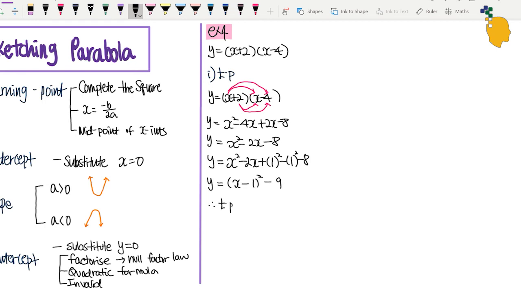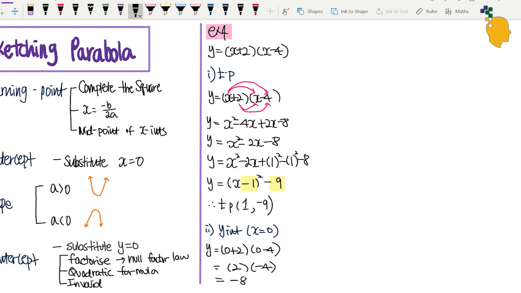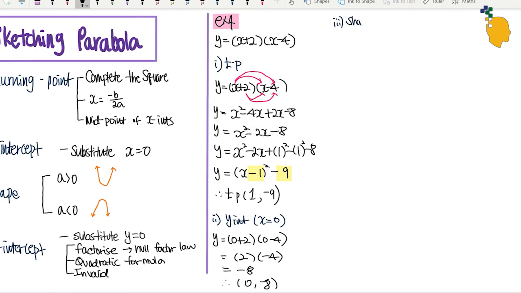Again, x you switch, y you follow. The turning point will be positive 1, negative 9. Let's find the y-intercept. Substitute x is 0, you'll get y equals 0 plus 2, 0 minus 4, which is 2 times negative 4, which is negative 8. So your y-intercept is 0, negative 8.